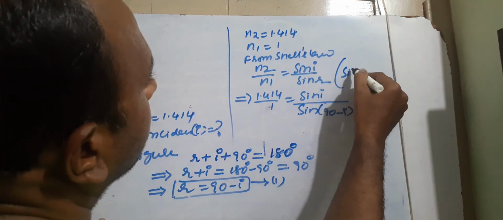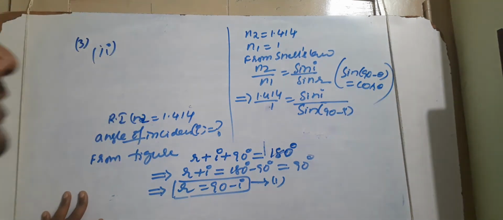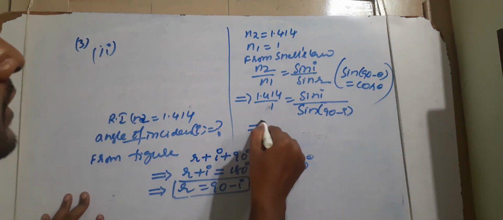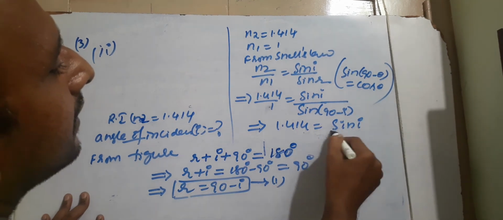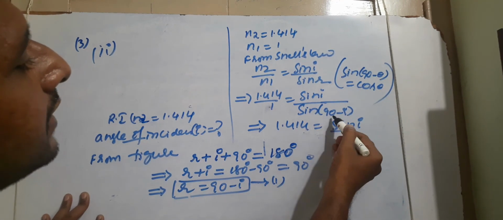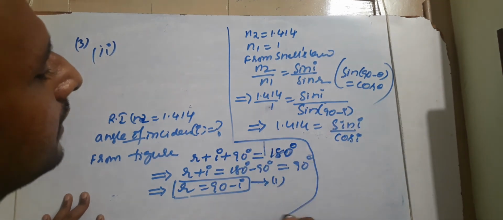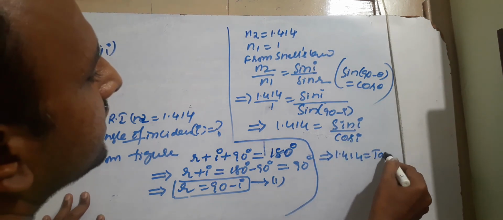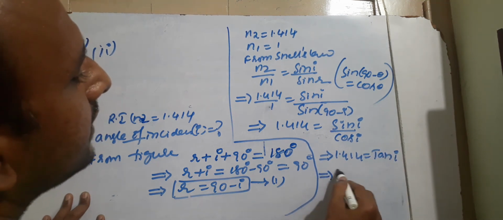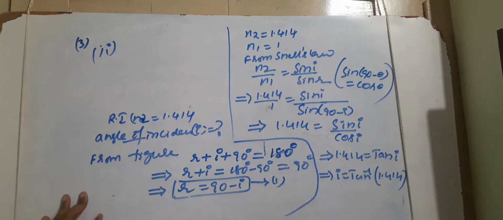Sin of 90 minus theta is equal to cos theta. This is the formula. Similarly, sin of 90 minus I is equal to cos I. So this implies 1.414 is equal to sin I by cos I, which is tan I. Then I is equal to tan inverse of 1.414.